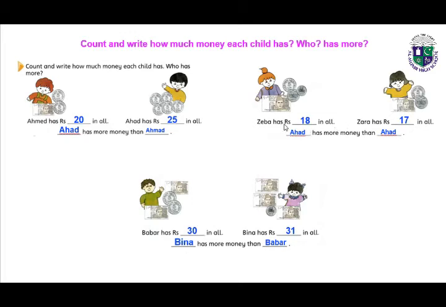And now look at this picture. How much money does Zeba have? 10 rupees coin, 5 rupees coin, 2 rupees coin and 1 rupee coin. 10 and 5 is 15, if we add 2 to 15 it is 17, if we add 1 to 17 it is 18. So Zeba has 18 rupees in all.